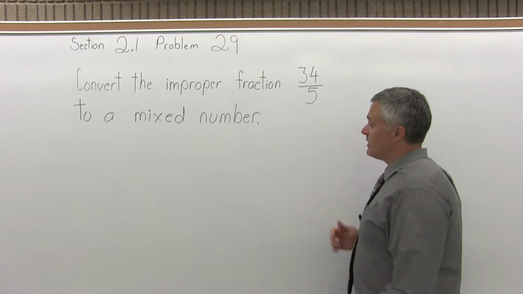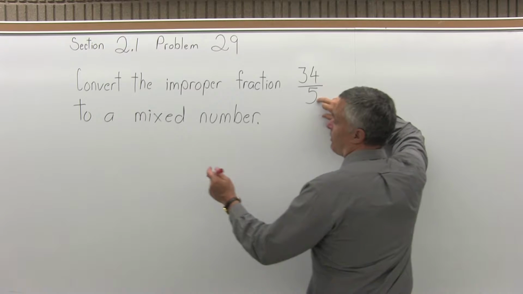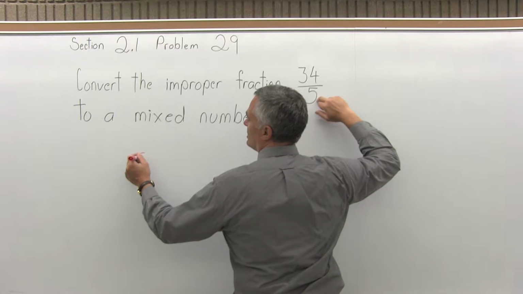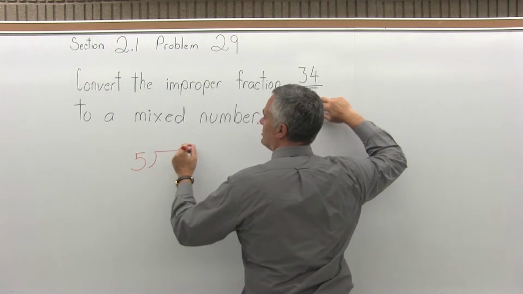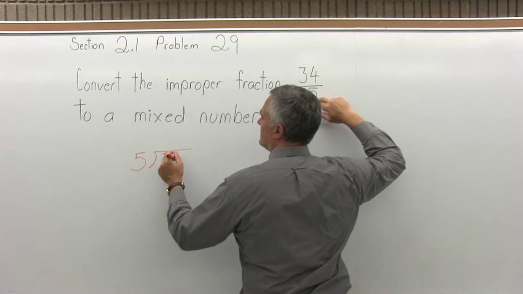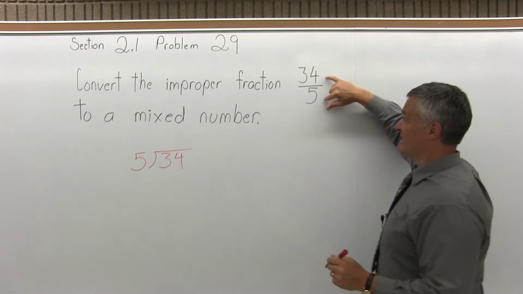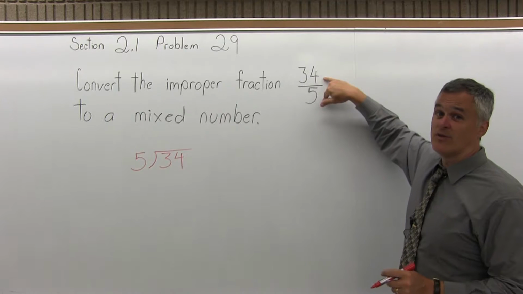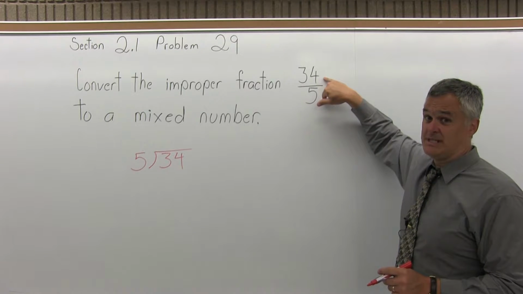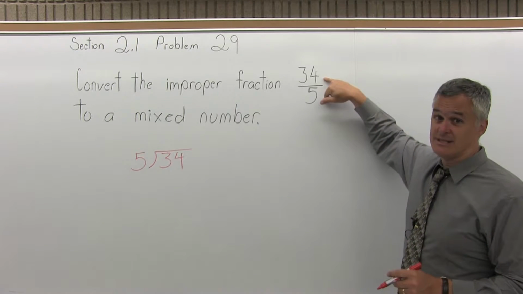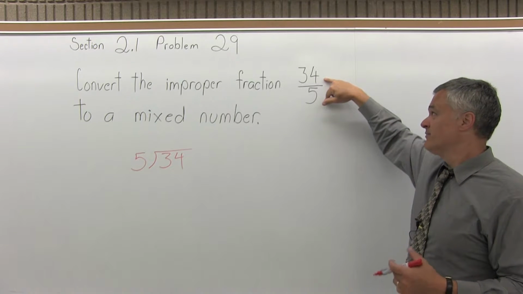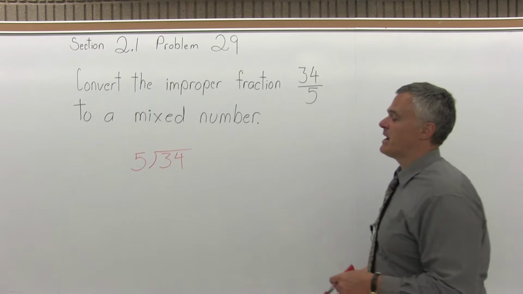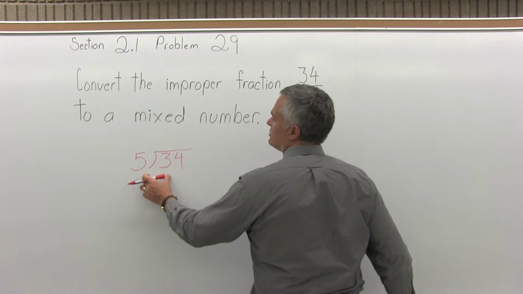So the way you're supposed to do it is divide the bottom, the 5, the denominator, into the numerator. Now, before I even start this, I know if it was 35 over 5, the answer would be 7. So I know it's a little less than 7, just to give myself an idea of what to expect. So let's do this division.